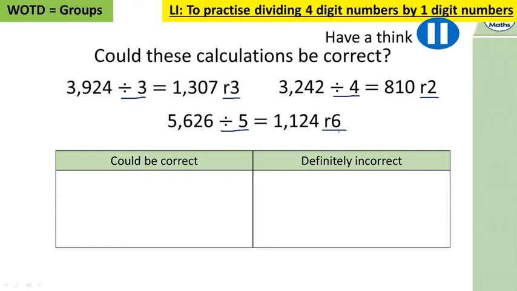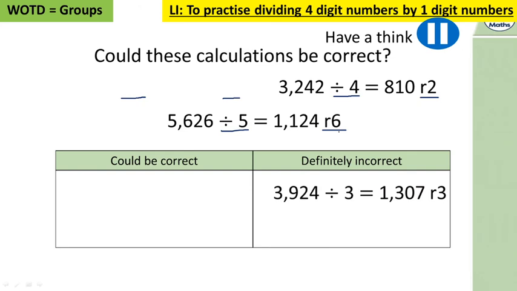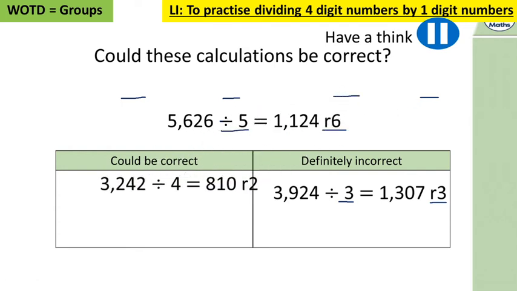Okay, so let's look at the first one. 3,924 divided by 3, and they're saying it's 1,307, remainder 3. That is definitely incorrect, because if you're dividing by 3, you're definitely not going to have a remainder of 3, because that could be equally shared between 3 people. So it would be 1,308 if that had a remainder of 3. Let's look at the next one. 3,242 divided by 4 is 810, remainder 2. That one could be correct. We haven't worked it out, but it could be correct because, remember, the remainder has to be smaller than the divisor. The number in your remainders has to be smaller than the number you're dividing by. And that is.